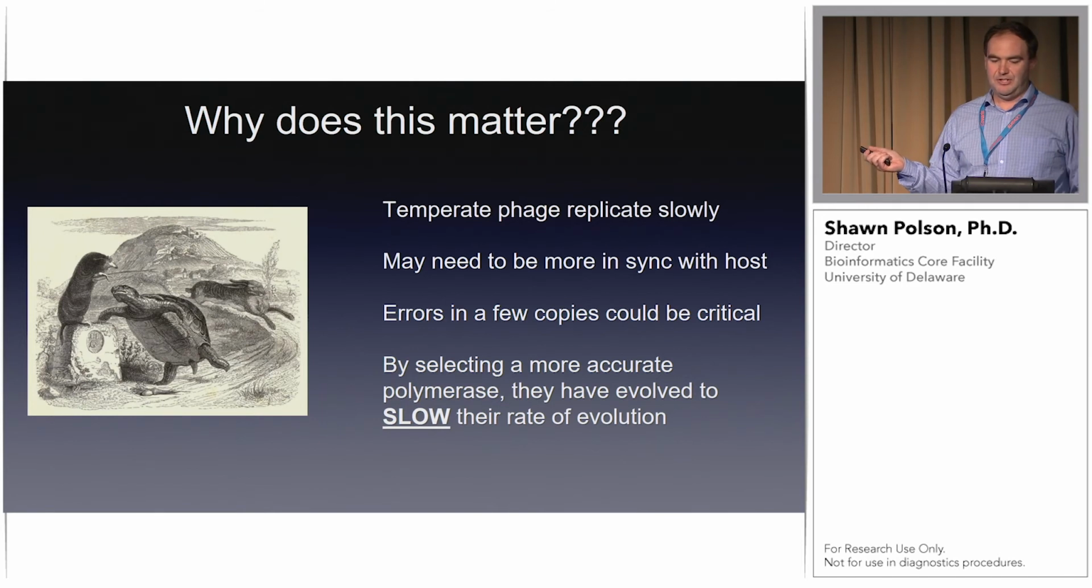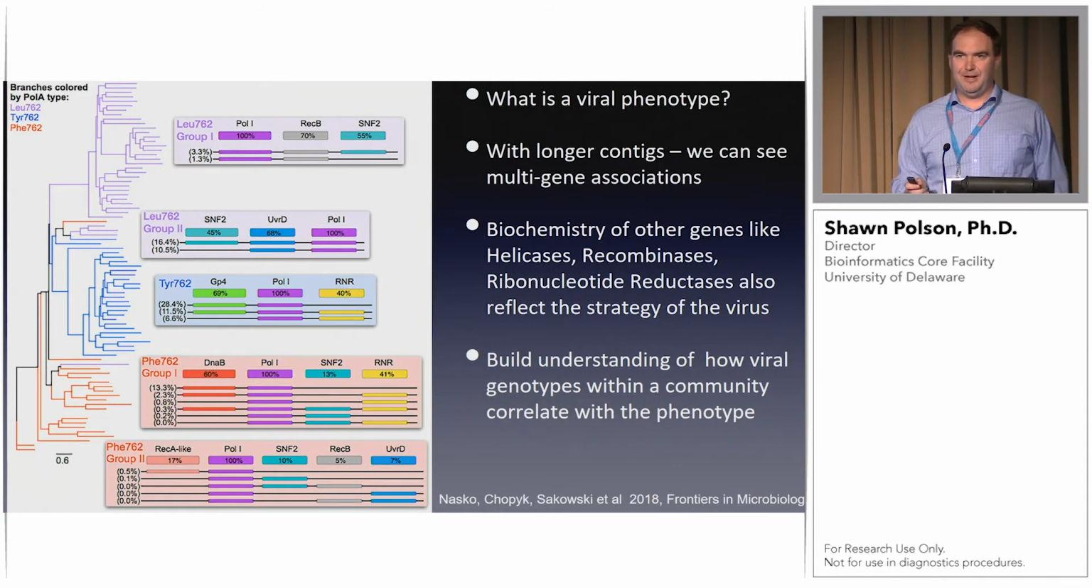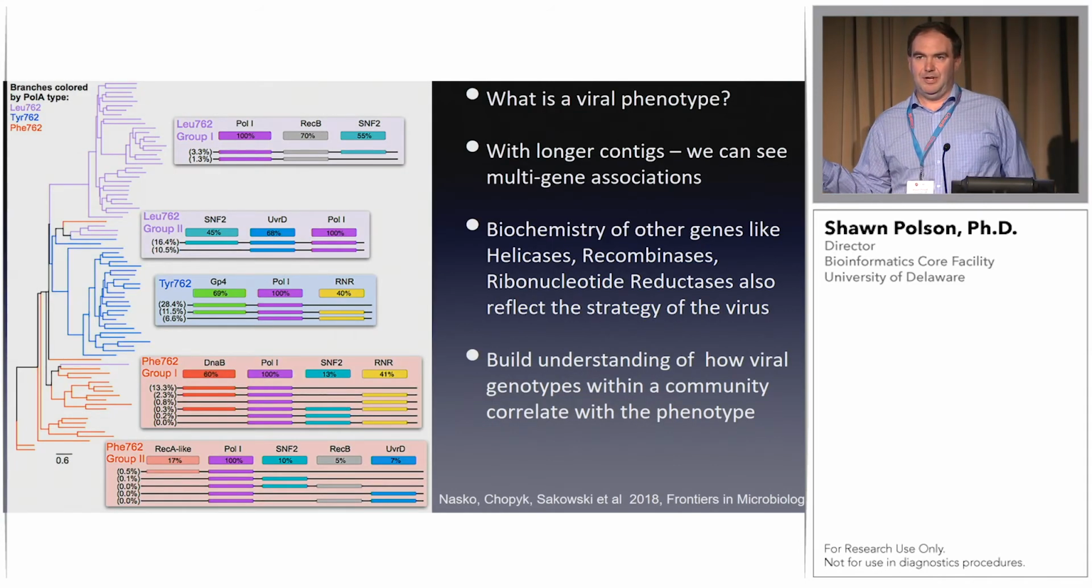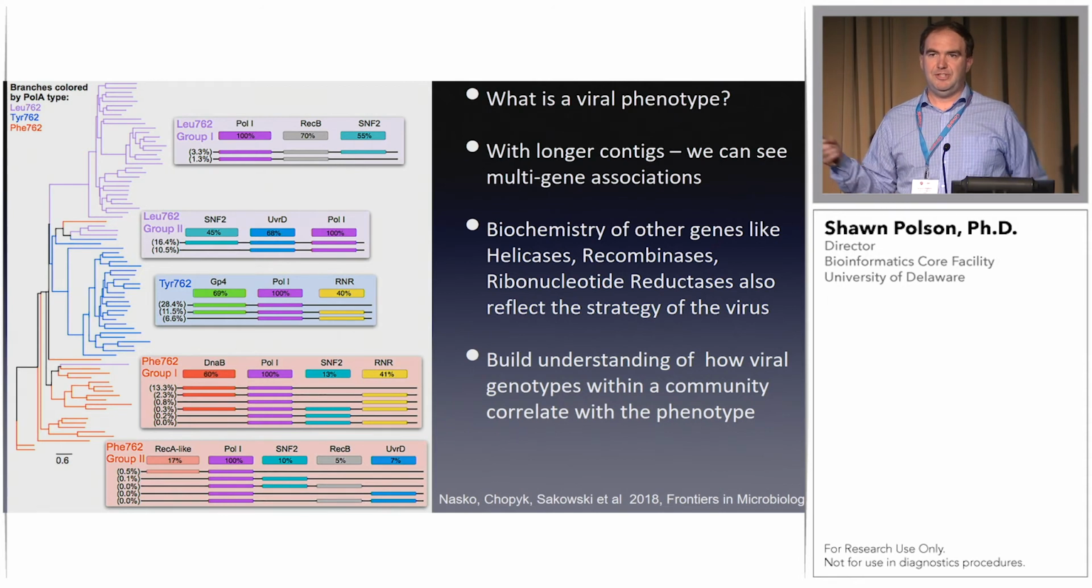With these temperate phage, they need to be more in sync with their host, so it actually makes sense that they don't want to have that rate of evolution be quite as high. So other ways that these long reads are helping us is now that we can not only look at our DNA pol A and see this mutation, but we can also see the genes around it, and we can see them coming and going in the population, and we can tell that they actually also impact that viral phenotype, that way that it replicates, the speed that it can possibly replicate with, the number that it may be able to produce in a single burst event.